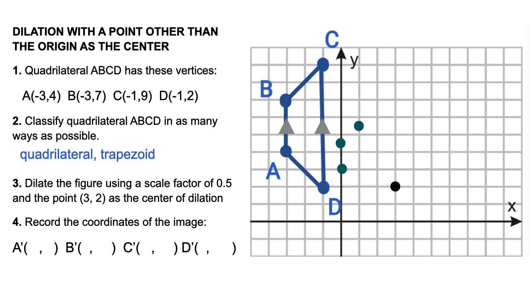And finally, point D is just 4 to the left of the center of dilation. So to get the image of point D, I go 2 to the left. And now that I've done that, I connect my vertices of my image. This is quadrilateral A prime, B prime, C prime, D prime, and I want to record the coordinates of the image. Point A prime has coordinates 0, 3. B prime 0, 4.5. C prime is 1, 3.5, and D prime is 1, 2.